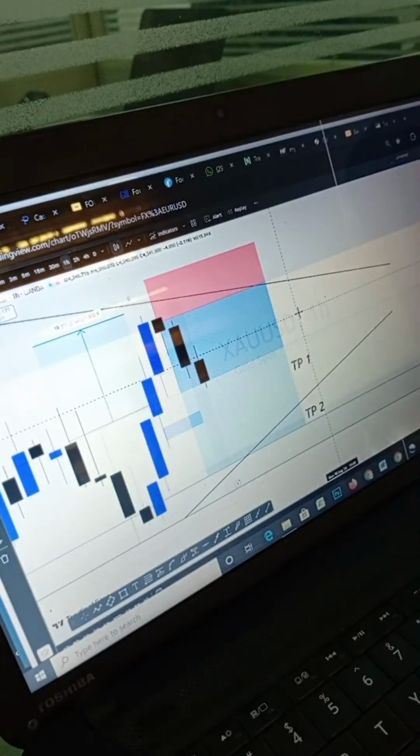We're having XAUUSD on right here. For those tuning in for the first time, do well to hit the subscribe button. We're still running. We're still floating all of this on XAUUSD.